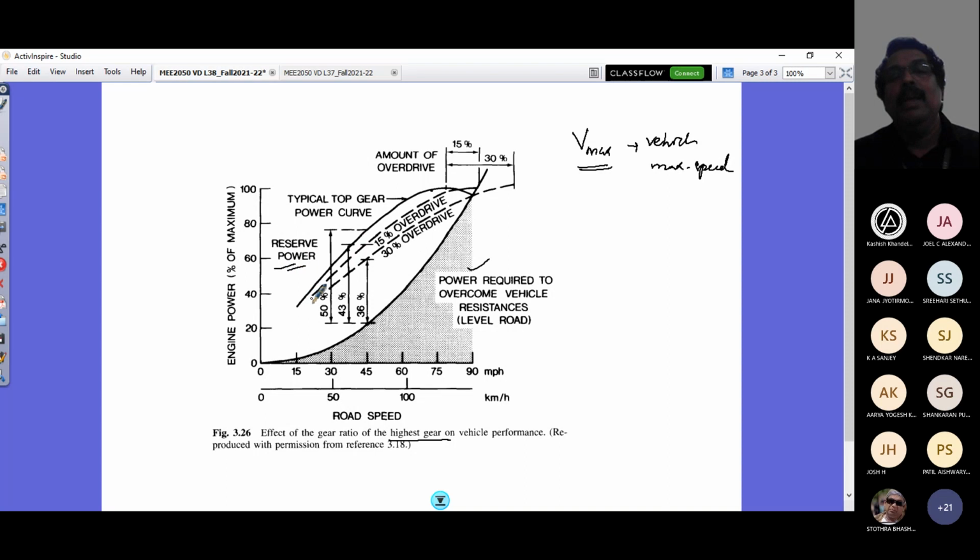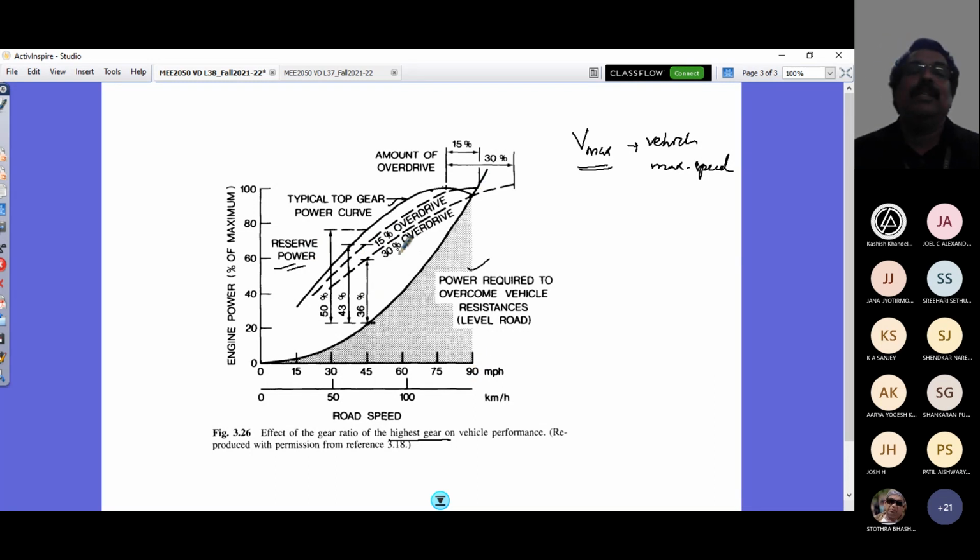So my curve becomes 15% overdrive, instead of the typical top gear, that is, the highest gear being this direct gear, right? Whatever the engine output speed, it is taken straight away without any changes. The solid curve is the power variation as a function of vehicle speed. You see the maximum power here, but your resistance is somewhere here, so there is some reserve power. If I have 15% overdrive in my drive axle as an additional gear, then my reserve power may be reduced, but it can take my vehicle speed further.